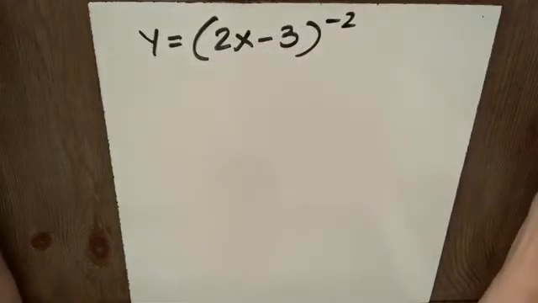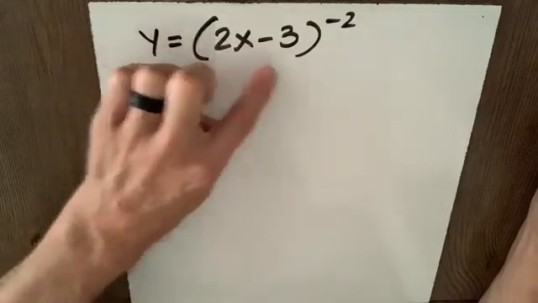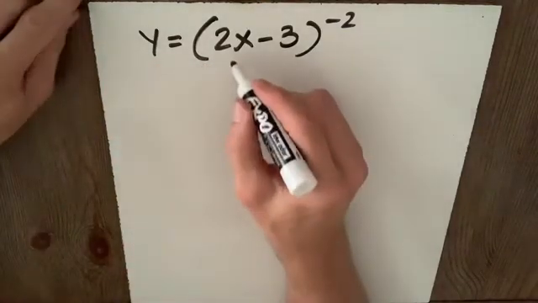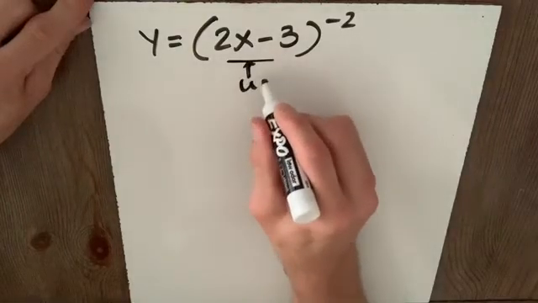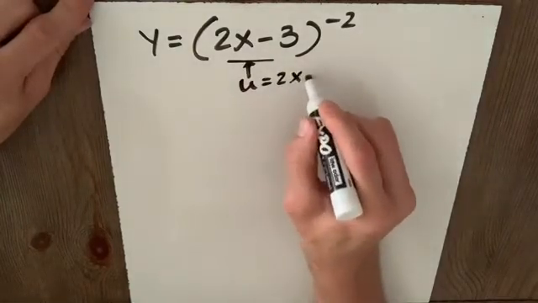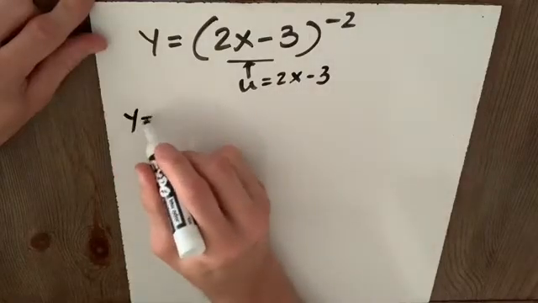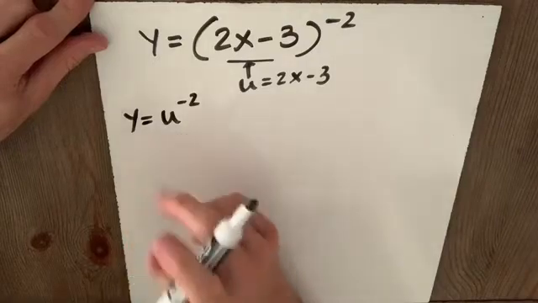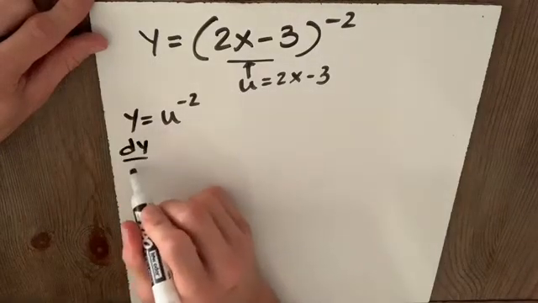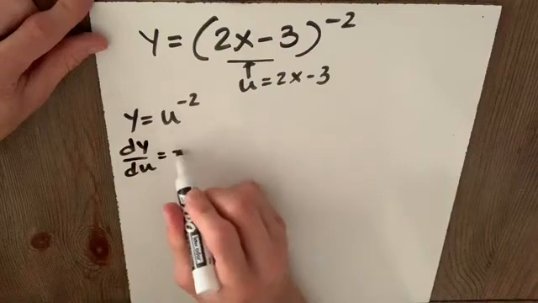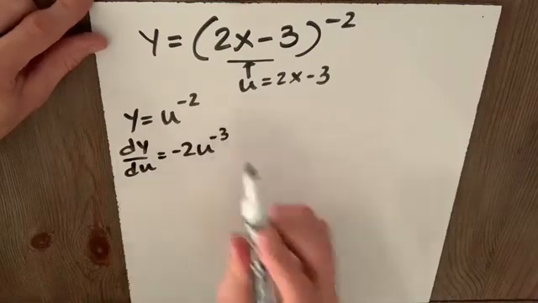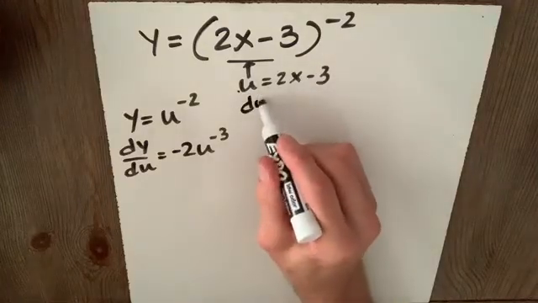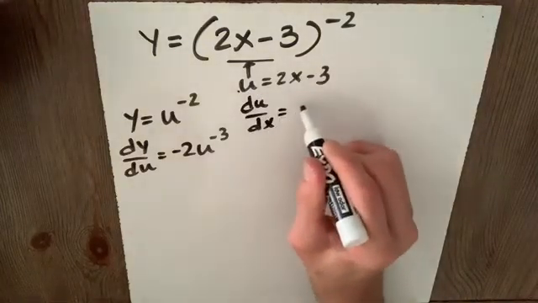If we're asked to find the derivative here, immediately we know we're going to have to use the chain rule because whatever's in parentheses is not just x. So I'll make this an easier problem by letting u equal 2x minus 3. So that changes my problem to y is equal to u to the -2. Y in terms of u means our derivative here is dy du, which would be -2u to the -3 when I use my power rule. And if u is written in terms of x, then the derivative here, du dx, is equal to 2.